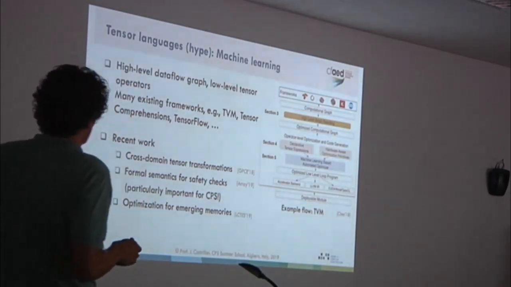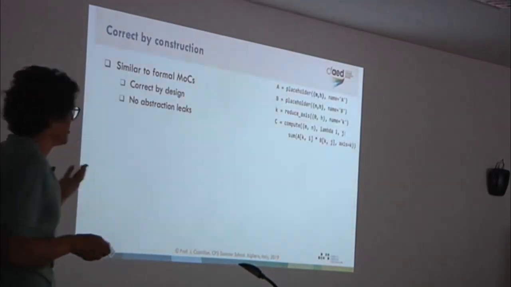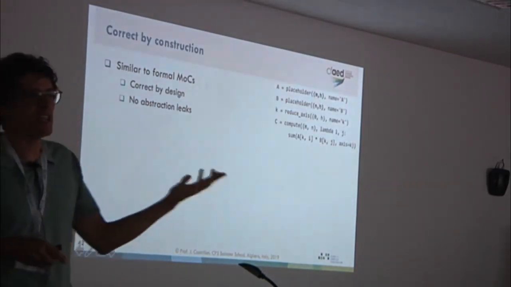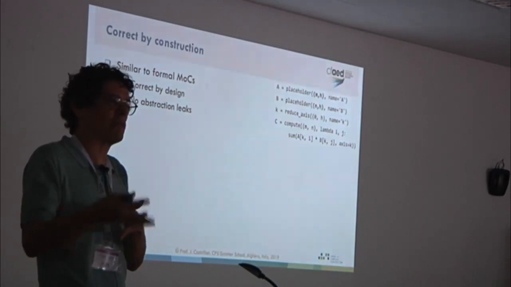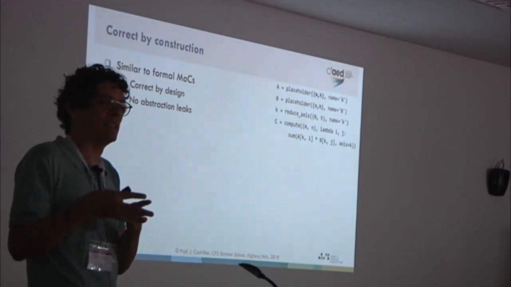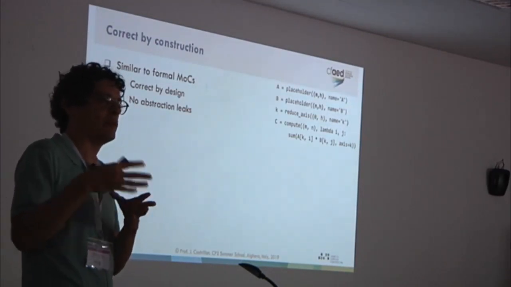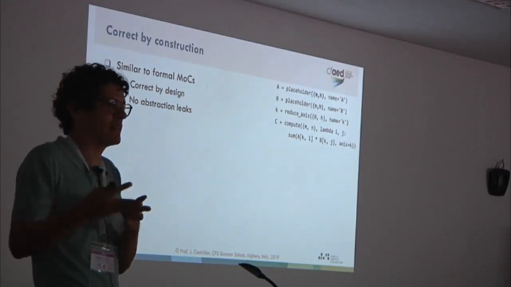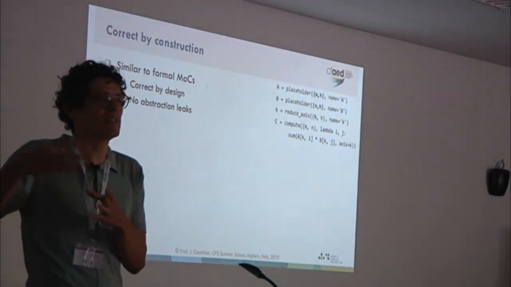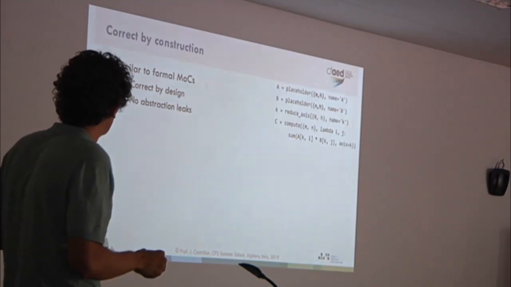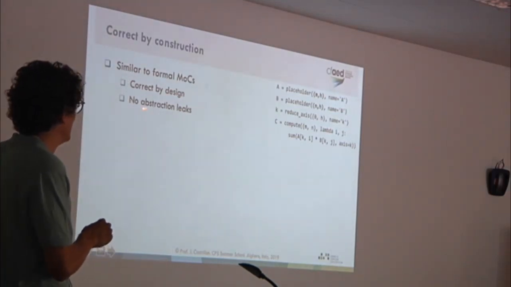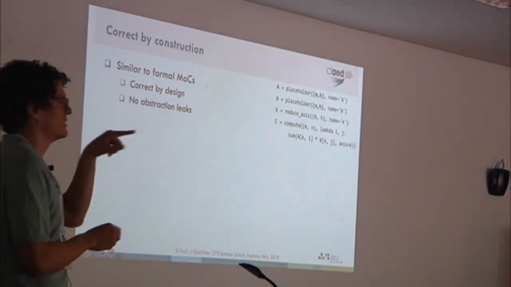Okay, so let's talk a little bit about semantics. The good thing about domain-specific languages, tailored to a particular domain, is that you can do things that we gave up doing for languages like C. Formal semantics check how things should work. So you can do correct by design and have no abstraction leaks. Yes?